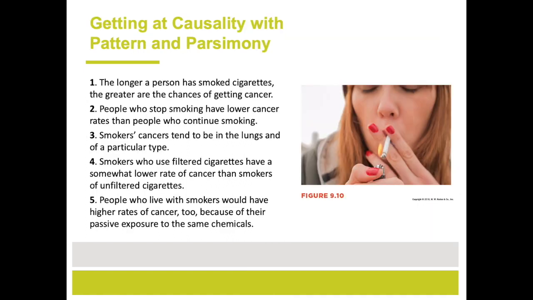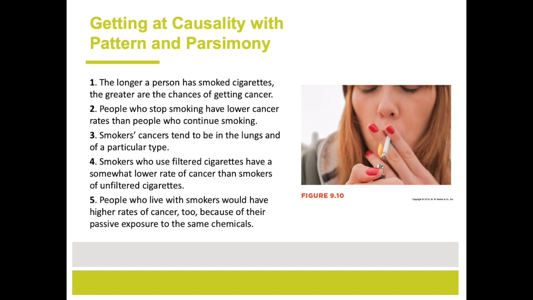So when it comes to using longitudinal designs to get at something that's causal, the smoking example is really good. So for a long time, the tobacco company kept saying, no, there's another third variable. And so they would control for other variables and they would still say, no, there's more. So over time, what we started to see was this pattern. This pattern of the longer a person has smoked cigarettes, the greater the chances of getting cancer. That was one. People who stop smoking have lower cancer rates.